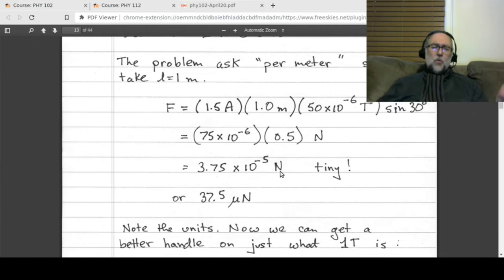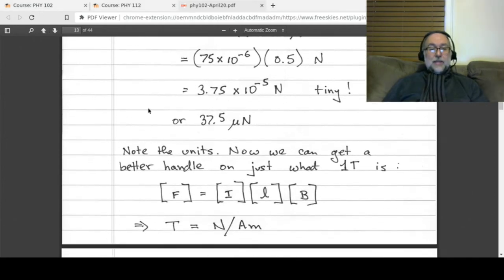So a meter of this wire would barely feel any force on it. Nonetheless, it's measurable, but it would be very, very tiny. Now, at this point, we can actually analyze the units, and you get a better idea of what a Tesla is than what I gave you above.